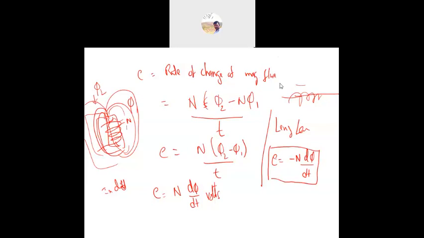So this is what we have discussed in the previous lecture. Now we will go into what is meant by self-inductance and mutual inductance in detail.